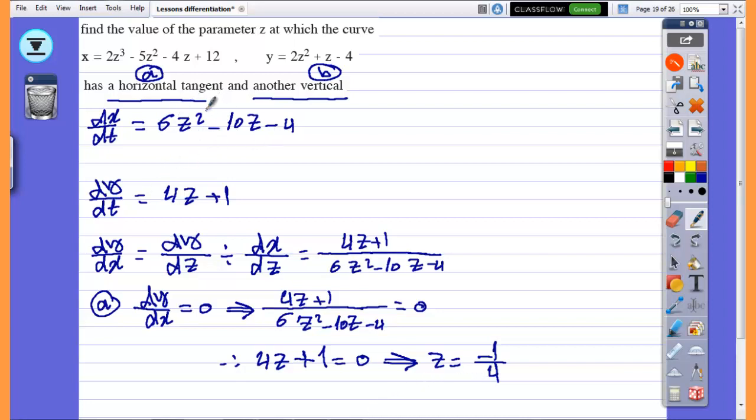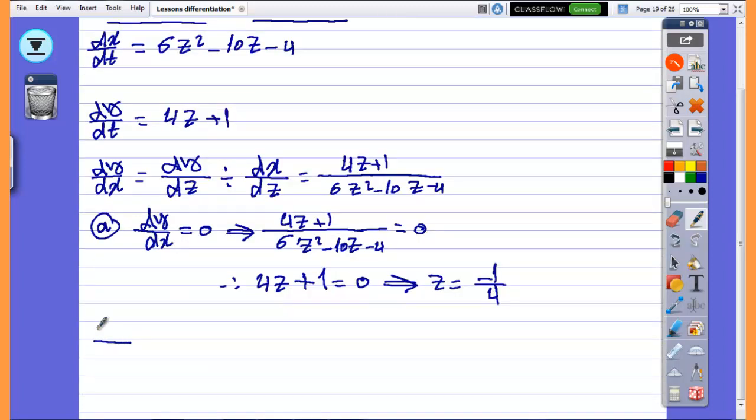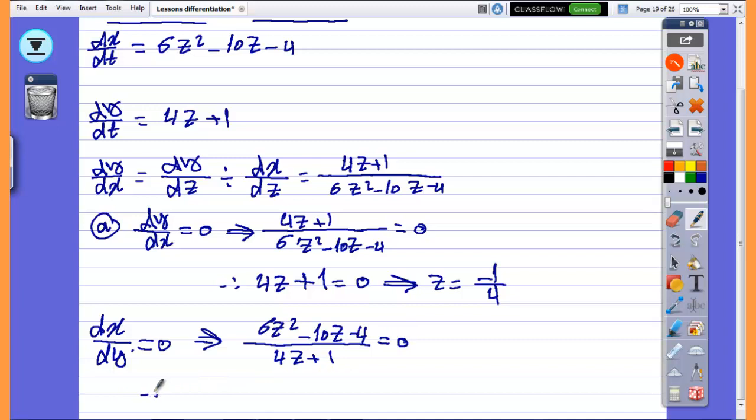Now when the tangent to the curve is vertical, what does that mean? dx/dy equals 0, which implies 6z squared minus 10z minus 4 over 4z plus 1 equals 0. So 6z squared minus 10z minus 4 equals 0.